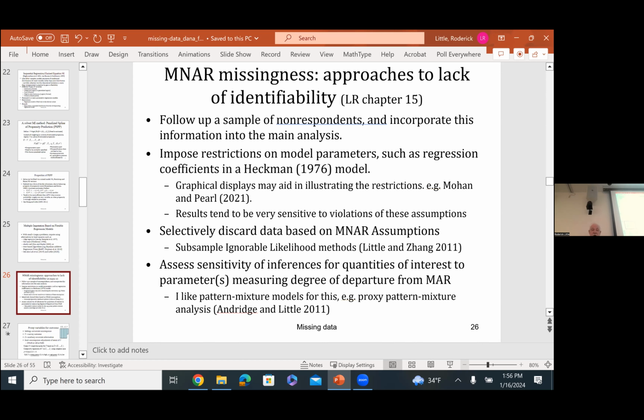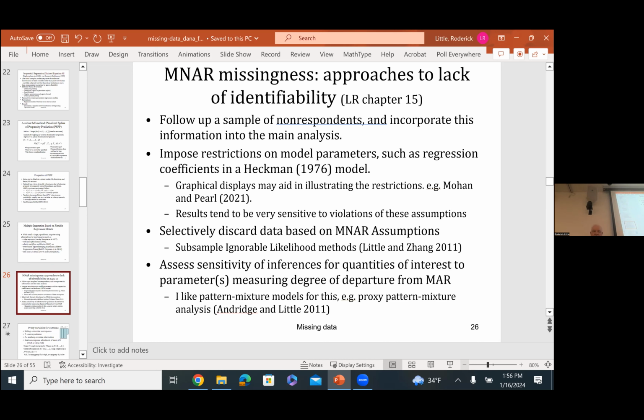and incorporate that information into the main analysis, either through weighting or predictions. Another is to impose restrictions on the model parameters that identify the model. And so the Heckman approach, for which Heckman got the Nobel Prize, is essentially an example of that. There are some situations where you can fit missing not at random by selectively discarding data. That's quite an interesting area, and I have a paper with a student of mine that talks about that.